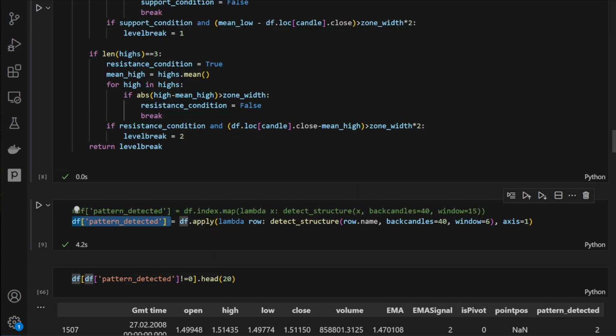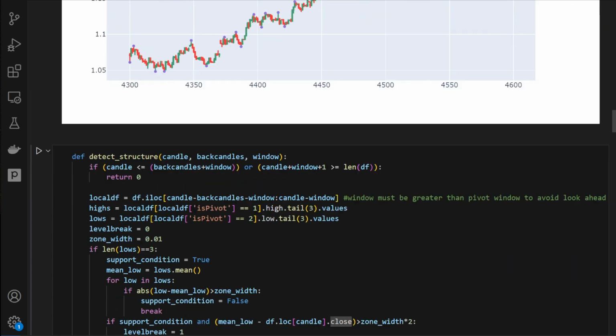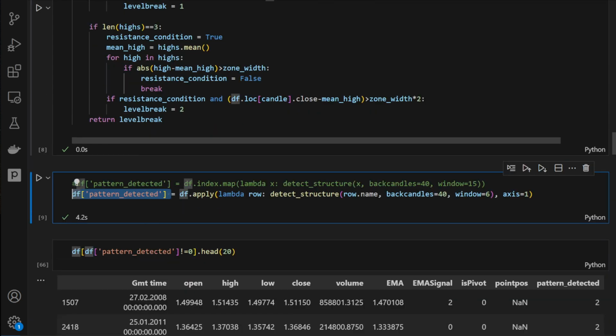So I'm not going through all the details of this function because these were explained in the previous video. If you need to, go back to the previous video where we were building the indicator, because in this video we'll be focusing more on the backtesting part.